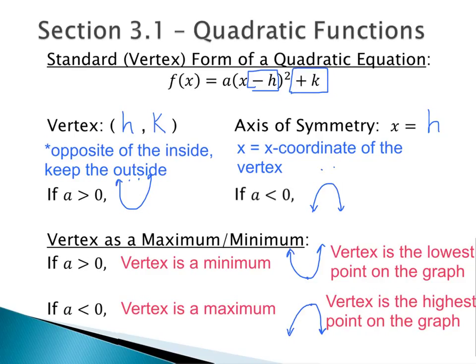So I like to think it through as I just walked through it: if a is positive, it's going to be facing upward, and if it's facing upward, it's going to be a minimum. If a is negative, it's going to be facing downward, so by the picture we can see that it's going to be a maximum. If you just think about the words, it might seem confusing that a is positive but it's a minimum, and a is negative but it's a maximum. But if you walk through it step by step, it's probably easier to visualize.